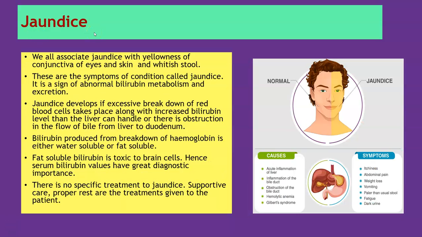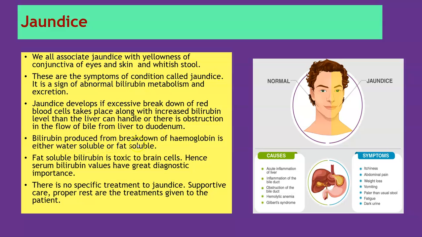The next one is jaundice. We all associate jaundice with yellowness of the conjunctiva of the eye and skin and whitish stool. These are the symptoms of a condition called jaundice. It is a sign of abnormal bilirubin metabolism and excretion. Jaundice develops if excessive breakdown of red blood cells takes place along with increased bilirubin level that the liver can handle, or there is obstruction in the flow of bile from the liver to the duodenum.